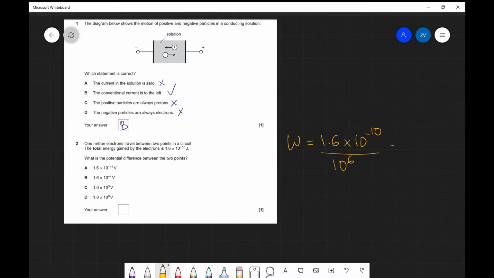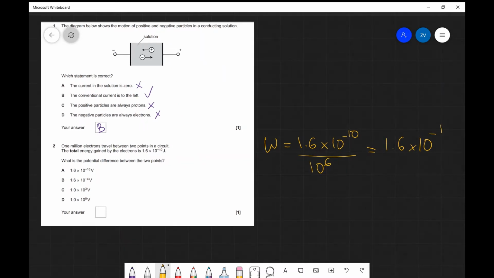Okay, so 1.6 times 10 to the power of minus 10 divided by 10 to the power of 6. So this is going to give us 1.6 times 10 to the power of minus 16 joules per electron. So this number here was for 1,000,000 electrons divided by 10 to the 6, and that's your number for just one electron. Then we're going to use one of my favorite equations in physics, that the potential difference is equal to the energy per electron per unit charge.